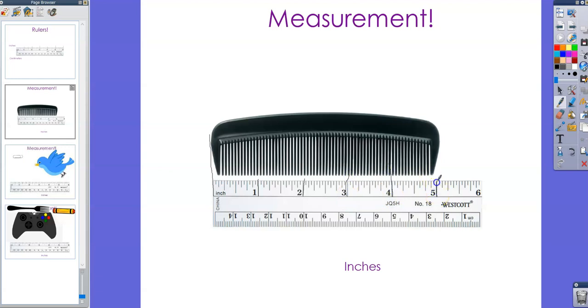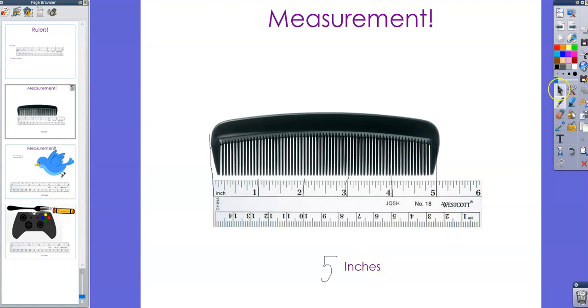And then I get to my 5 inch line, and look, that's pretty close, right? That 5 inch line lines up pretty closely with the end of my comb. It's a little bit over, but for today, we're just going to be kind of estimating. So 5 inches is what I would say is the length of this comb. So I could write 5, and I already have inches written out.